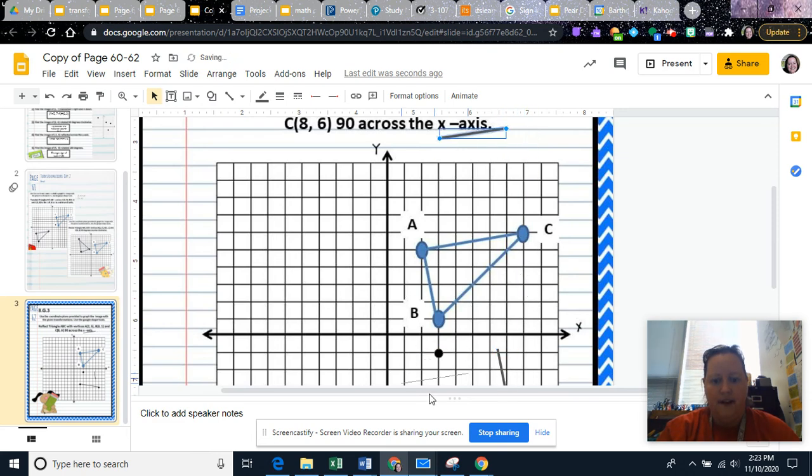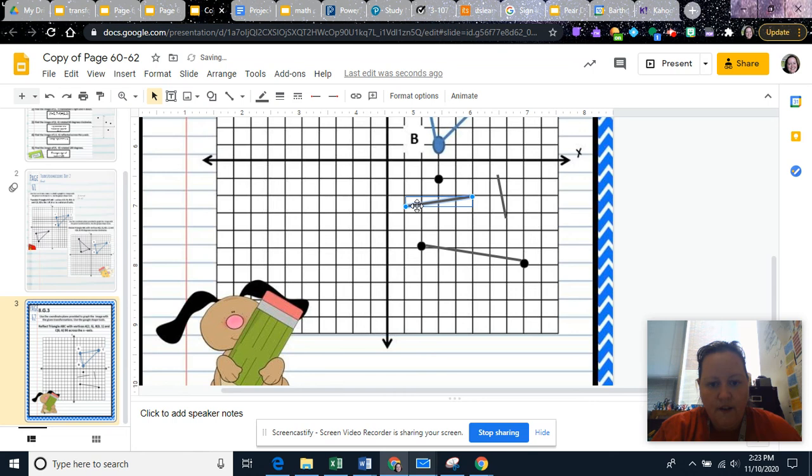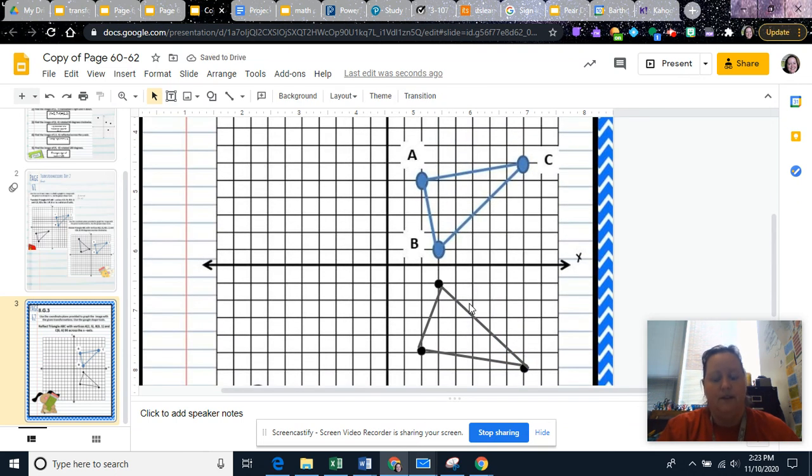So again, you can follow the steps right there from the first page of notes, and that kind of tells you the rules. Or maybe it's easier for you to just count on the coordinate plane. Either way is fine with me, but please let me know if you have any questions.